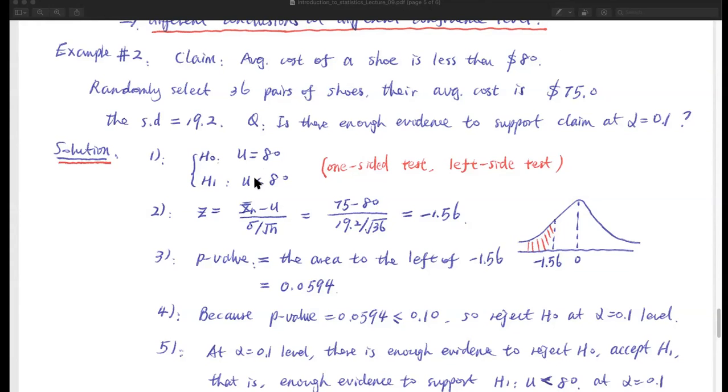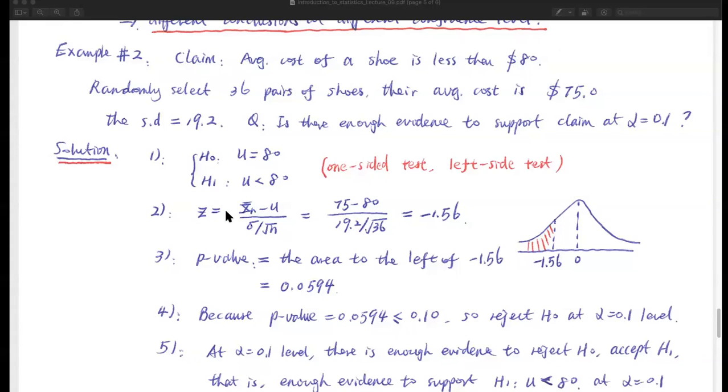or I put it here, everybody, less than 80. Why do I put less than 80 here? Because in the statement, in the claim, they say the average cost is less than 80. That comes from the keywords, less than. So that's H0, H1.